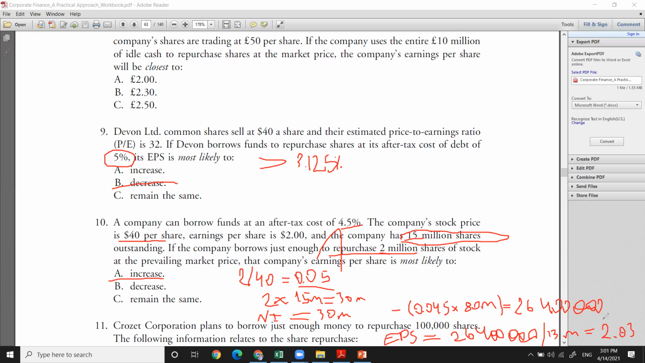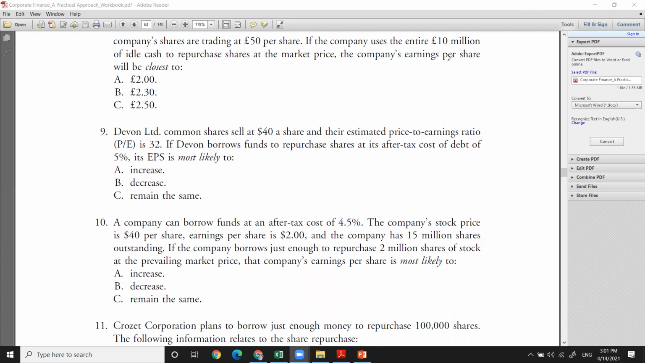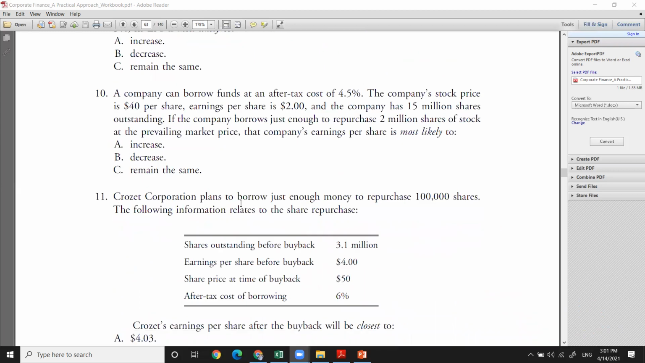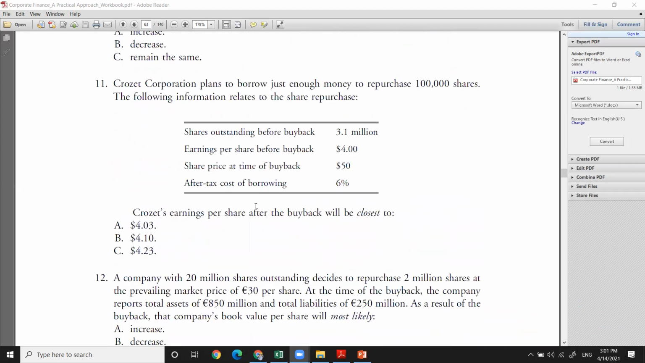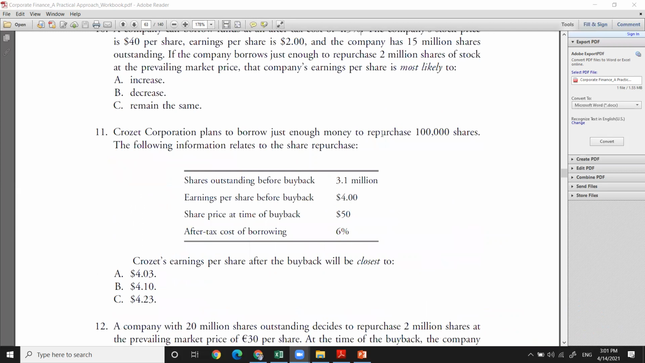So did our EPS increase? Yes, slightly, it increased. By the numbers it increased, so we just justified our solution. Everything is clear up to now? If something is not clear, please do not hesitate, do not feel shy. Ask the questions.